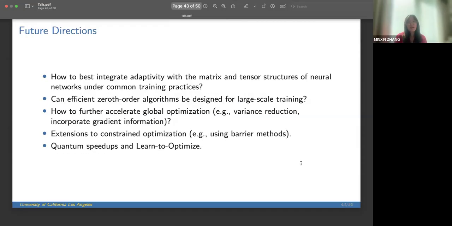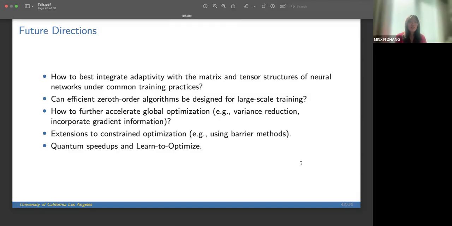And based on these two results, there are a number of future directions. Here I mainly list 5 of them. The first one is how to best integrate adaptivity with the matrix and tensor structures of neural networks under common training practices. Although AdaGO has proposed a possibility for how to best integrate, especially under assumptions weaker than standard ones, when there are other common training practices such as weight decay and normalization involved, how do we propose a practically very efficient tool for large-scale training?